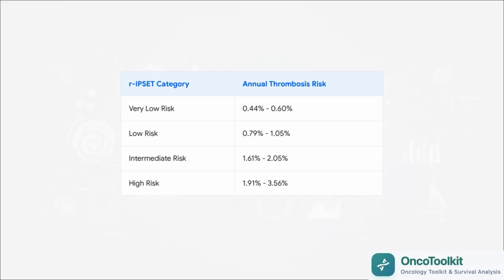Now here's the payoff for that refined logic. Just look at the granularity this gives us. The very low-risk group has an annual thrombosis risk of just about 0.5%. The model successfully carves out this much safer population. And you can see that clear, stepwise increase in risk through the low and intermediate tiers. It really demonstrates the superior discriminatory power of this revised model.